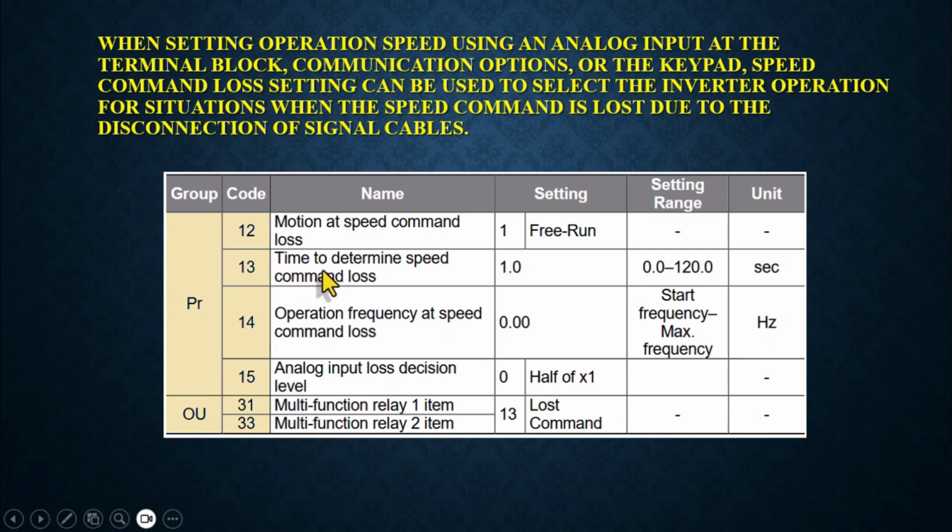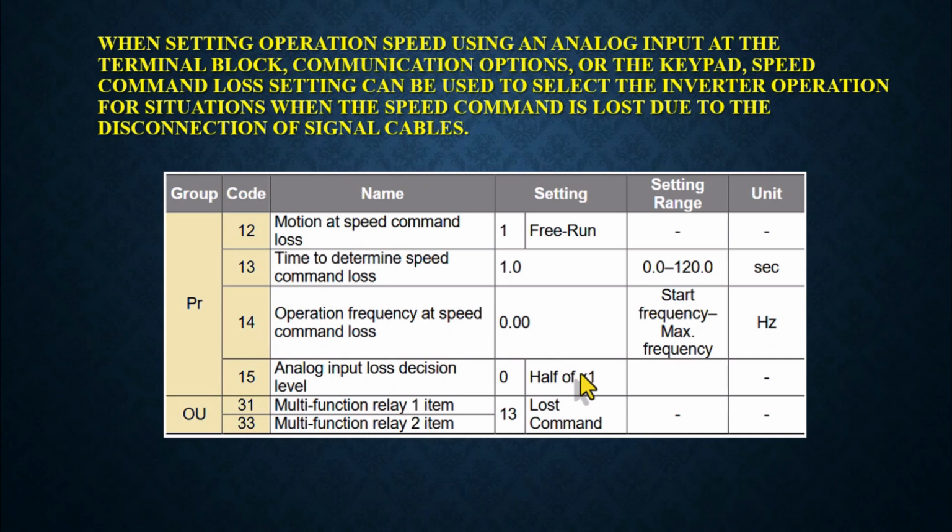The next parameter we need to set is Pr13, where we must define the time. Here, you can adjust it from 3 or 4 seconds up to 120 seconds. If our frequency reference is disconnected, the inverter will issue a command loss error after this time. But the next important parameter is parameter Pr15. This parameter has two options: half of the first point of the analog input, or exactly the first point of the analog input itself.